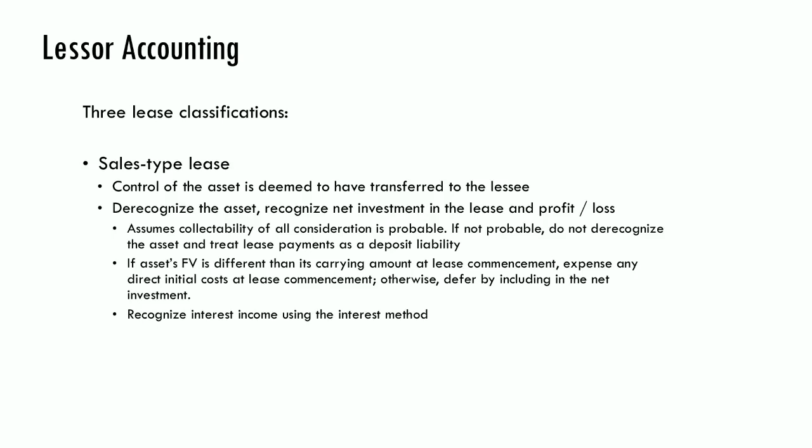Now, this assumes collectability. If collectability is not probable, then you don't have to go through these steps. But if it is, then you would have to de-recognize the asset, recognize the net investment. If the asset's fair value is different than its carrying amount at lease commencement, then you'd expense any direct costs at lease commencement, otherwise defer them by including them in the net investment itself. And of course, the interest side of it would be recognized using the interest method.